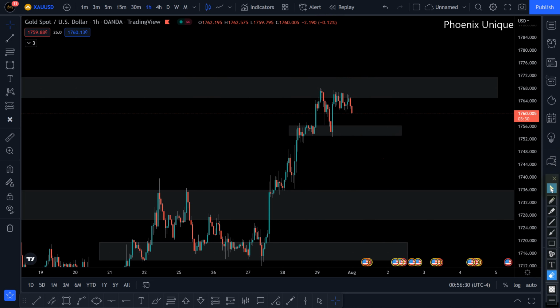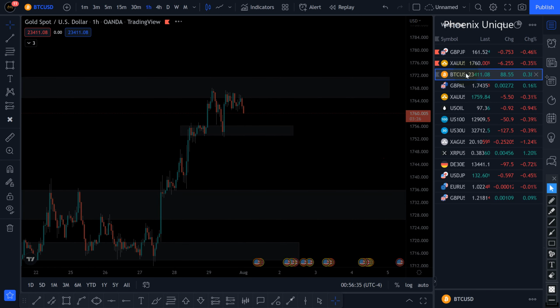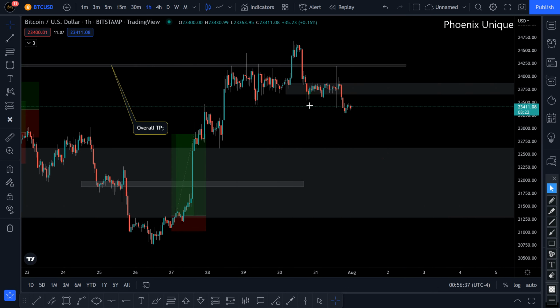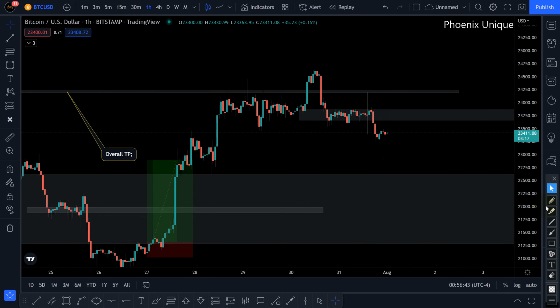The last but not the least is Bitcoin. Bitcoin has been really beautiful, just like we discussed. This is a clear factor. Price did all of this respecting this level or that zone, gave us a fakeout, came back. So price didn't actually close above. That's what I was trying to say. So for today, I'll be anticipating further sells.